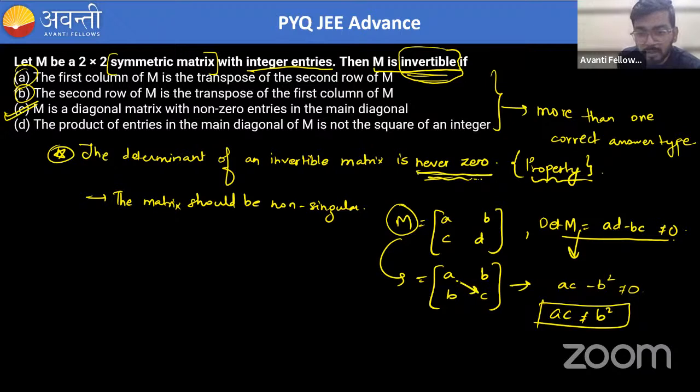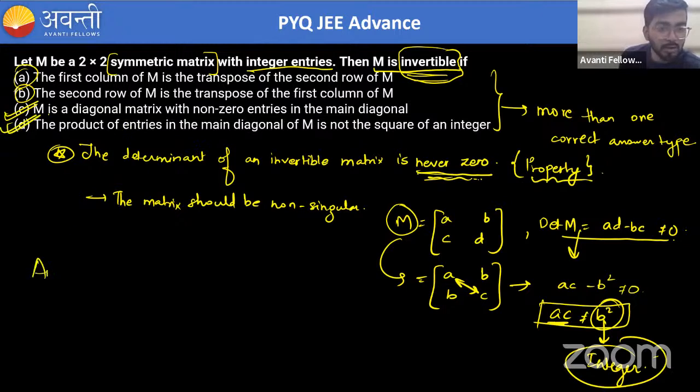So this is the main diagonal, and the product of these entries in the main diagonal should not be equal to B square. And B is an integer because the question told us that all the entries in this matrix are integers. So we already know that AC is not equal to B square, and hence option D is also correct. So our answer is option C and option D.